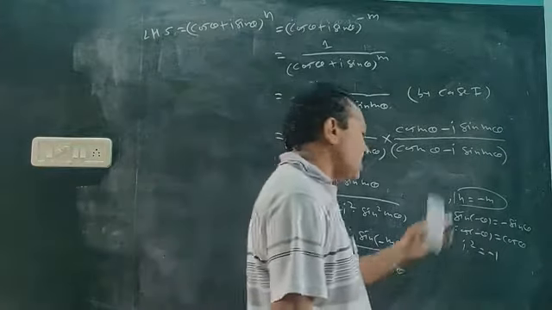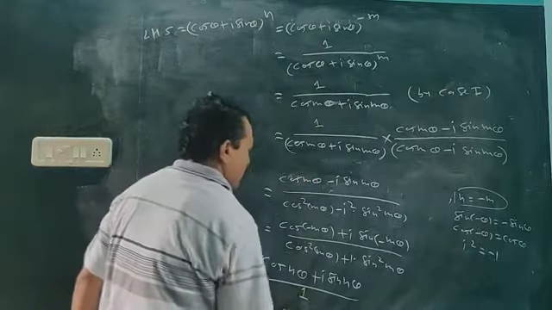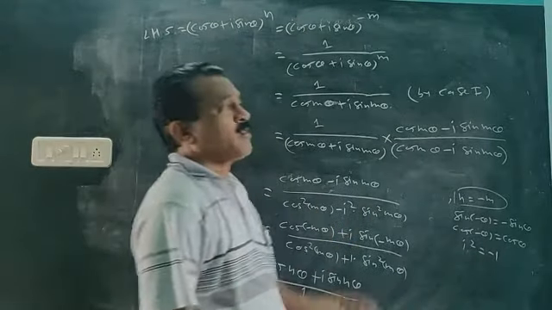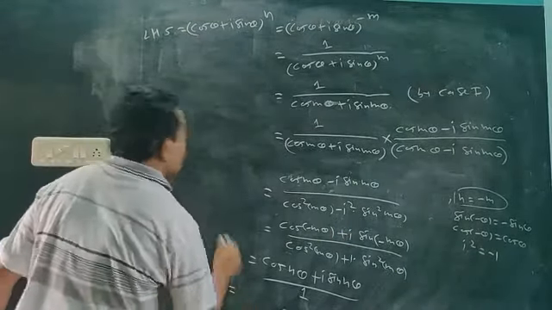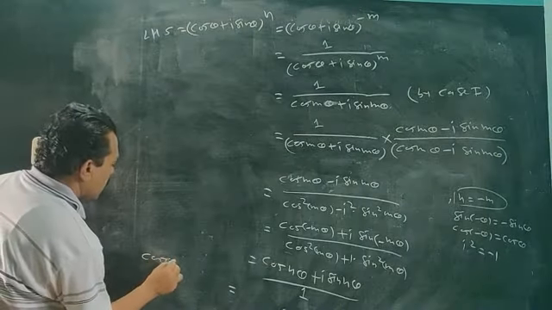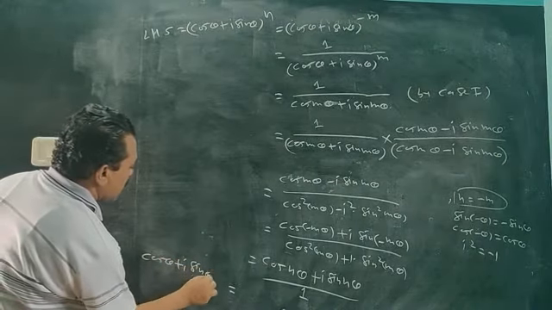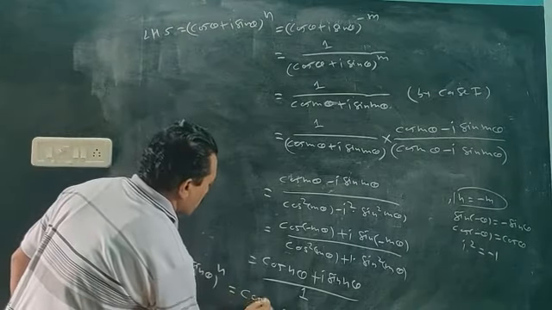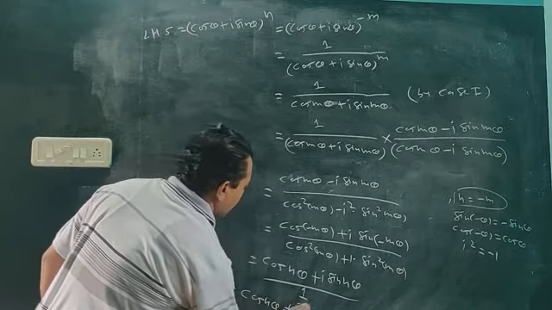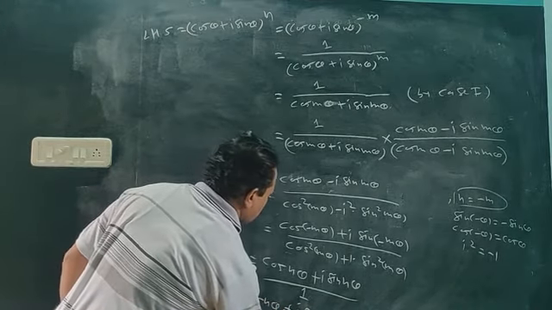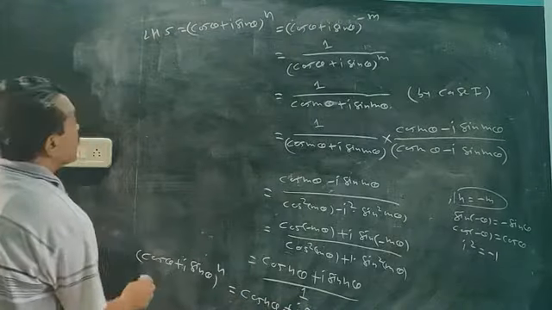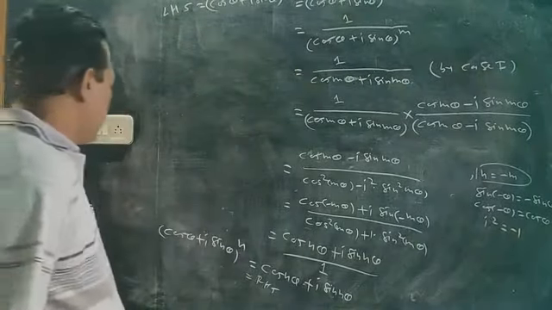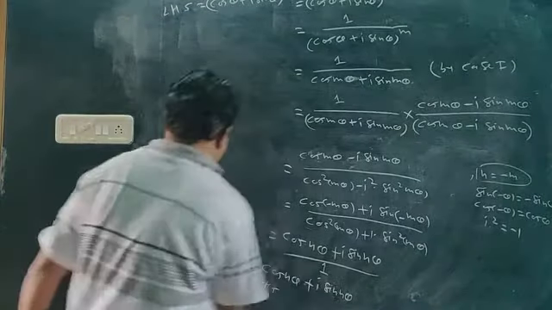Cos square plus sin square is 1. Cos square theta plus sin square theta is 1. So therefore this is proved: cos theta plus I sin theta raised to power n equals cos of n theta plus I sin n theta. So again we get LHS equals RHS, and the statement is proved.